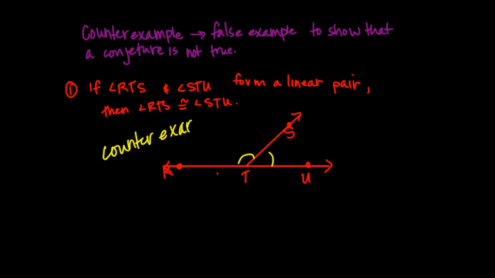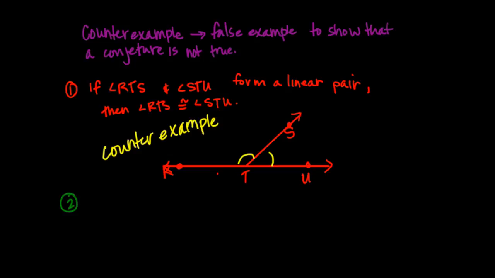Now, could we draw one that would work for this? Absolutely, right? They would both be 90 degrees. We could draw one example that would work. That's not what I asked for. My question is, is this true all the time? And the answer is no. To prove that something is not true all the time, you just need one counterexample. So I only need to draw one. Yours may look a little bit different than mine, and that is totally fine.